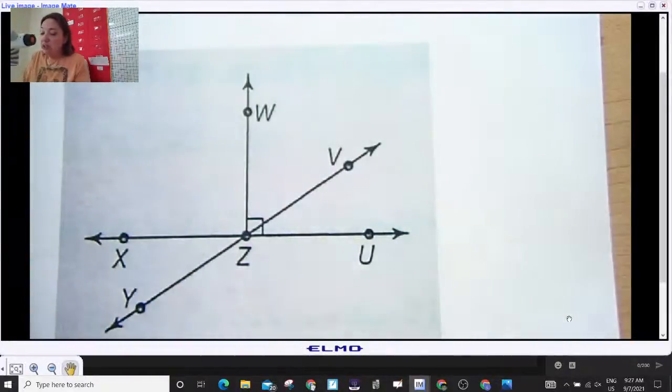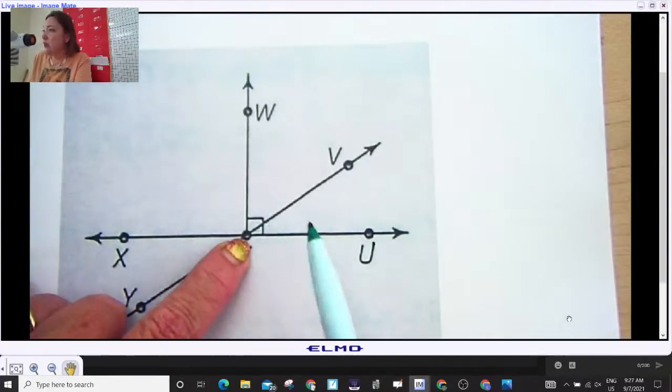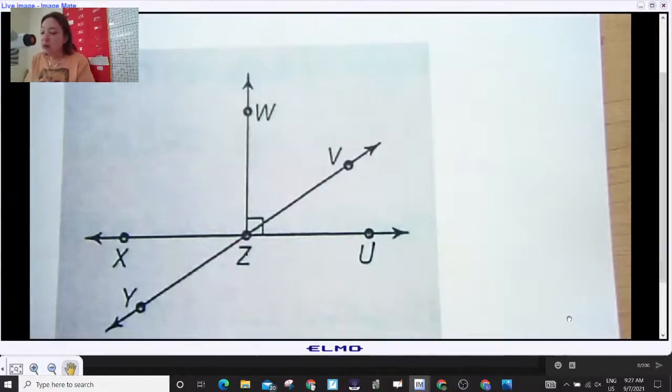Okay. Bottom part. So the directions here say determine whether each statement can be assumed from the figure and explain. So WZU is a right angle. Can you assume that from this diagram? How? Because of the square. The diagram indicates that's a right angle, so you can make that assumption.